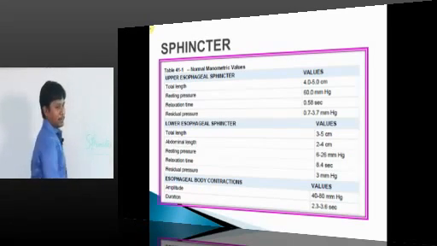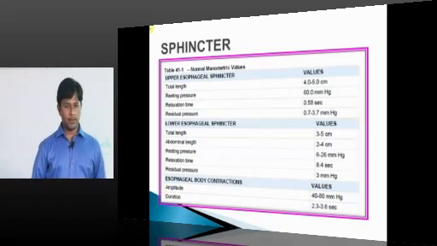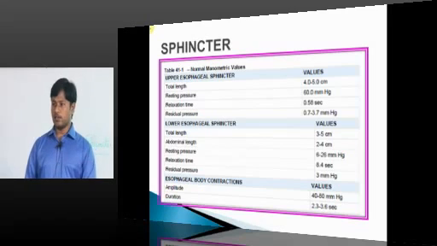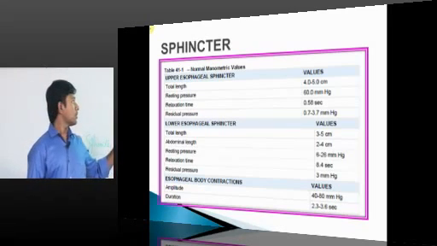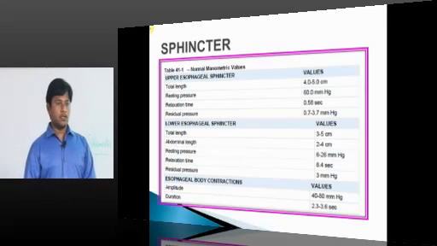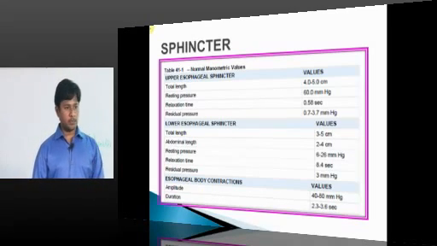This is the last anatomical part. Okay, I think we completed the layers, we completed the junctions, we completed the arterial, venous, nerve supply, lymphatics, everything. And let's complete the sphincters. We have two sphincters, right? Upper esophageal sphincter and lower esophageal sphincter.